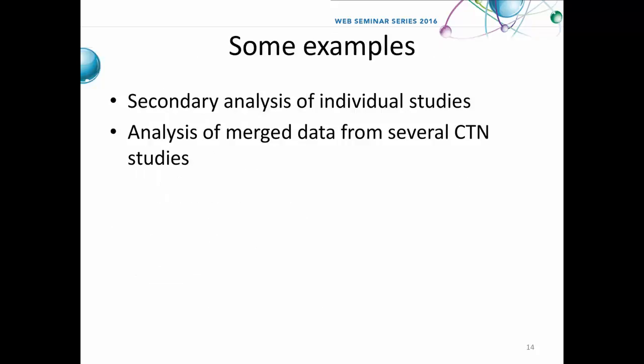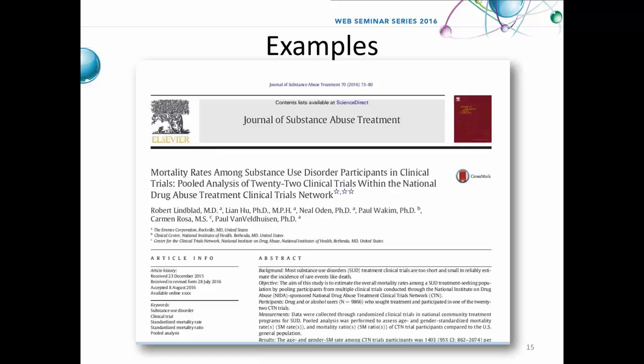And I wanted to show some examples. The secondary analyses that are done are either for individual studies, so you might take the data and examine something that was not looked at previously in the primary outcome paper, or you could analyze pooled data from several CTN studies. I'll show you some recent examples. The first one is a very recent example of a study that was published that you might recognize. Here they did a pooled analysis of 22 CTN studies and examined the mortality rates among SUD participants, so substance use disorder participants.